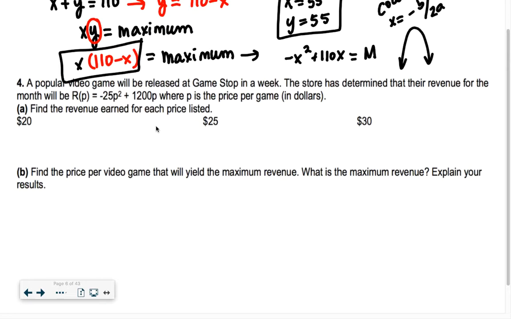So if the game is $20, I have no idea how much video games are. That's probably not even close to what video games cost, is it? Probably more like 40 or 50. $60? Oh my gosh, you guys are just blowing all your money.